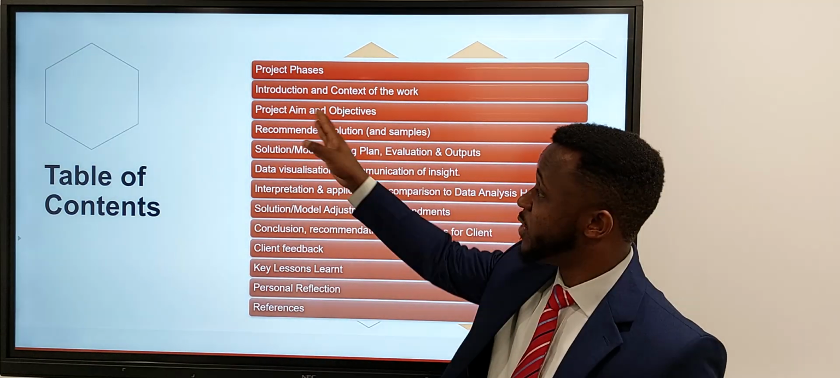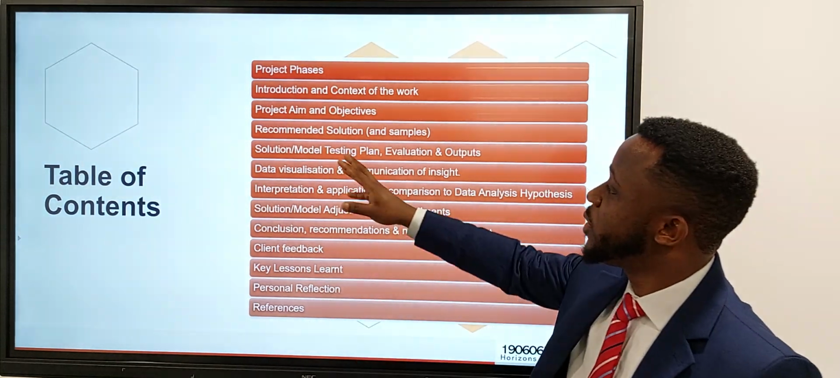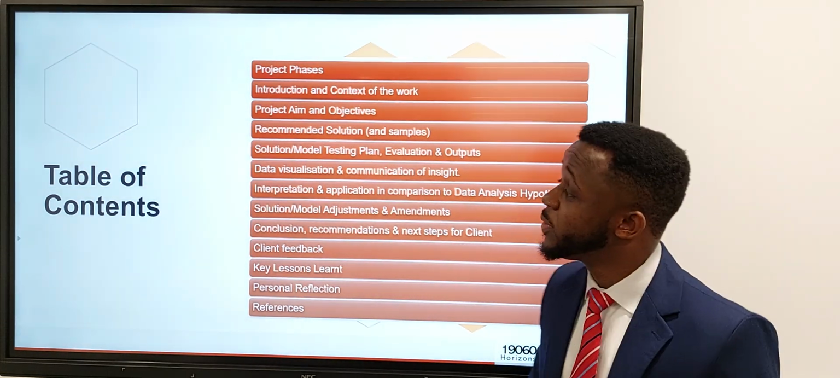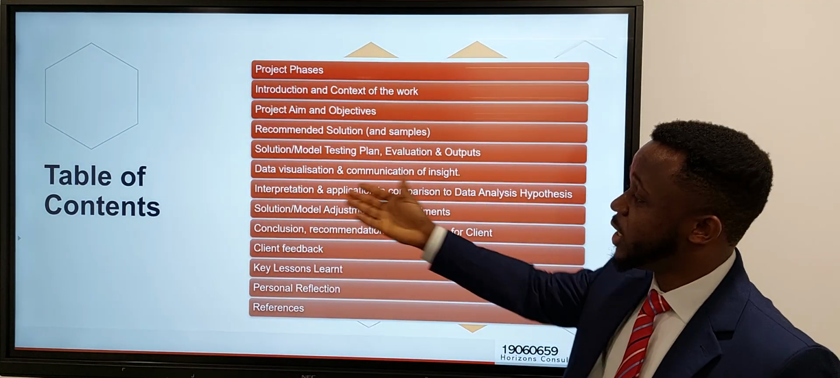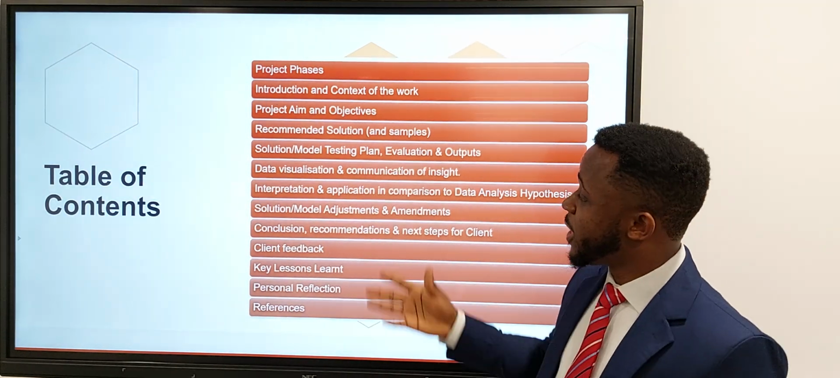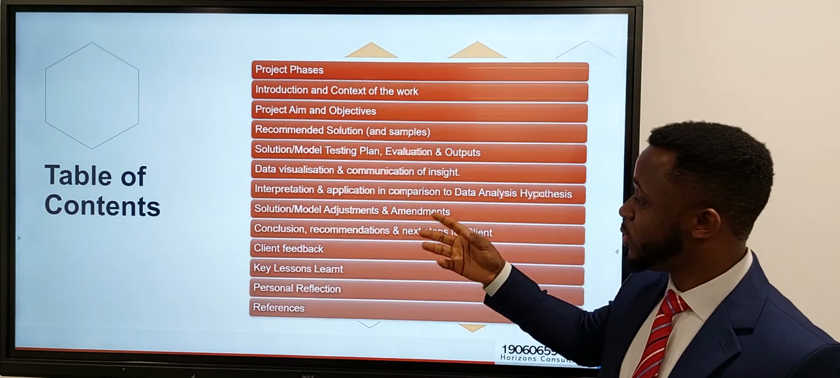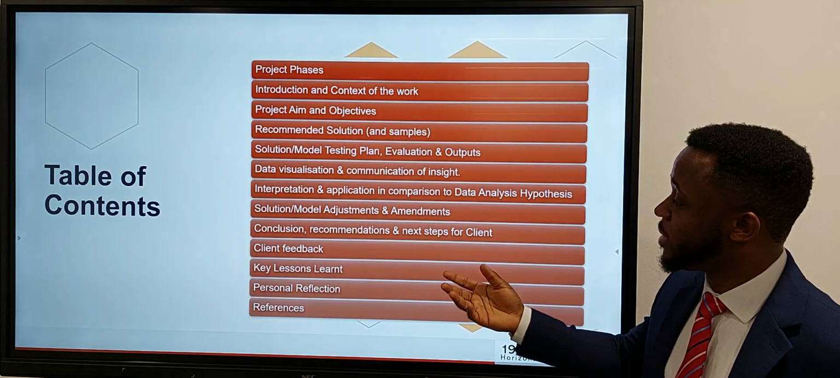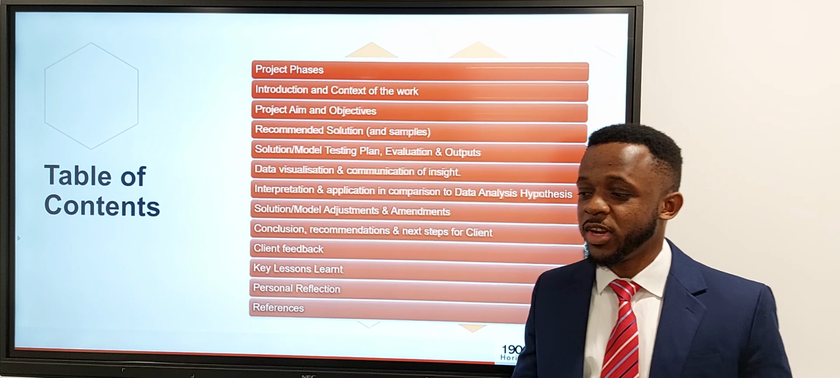We'll talk about the project phases, the introduction and context of this presentation, the project aim and objectives, recommended solutions and samples of the solution, and then the solution model testing plan, the way we tested the solution, the evaluation and the output. And then we'll go ahead to discuss the data visualization and communication of insight from the testing, and then the interpretation and comparison with our initial hypothesis. And then we'll discuss the amendments and adjustments, and then move on to discuss the next steps and recommendations for the client. We'll look at the client feedback, my key lessons, and personal reflection.